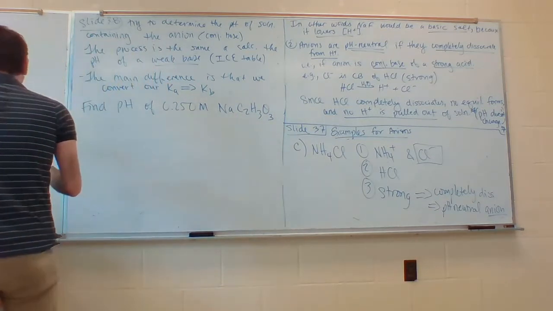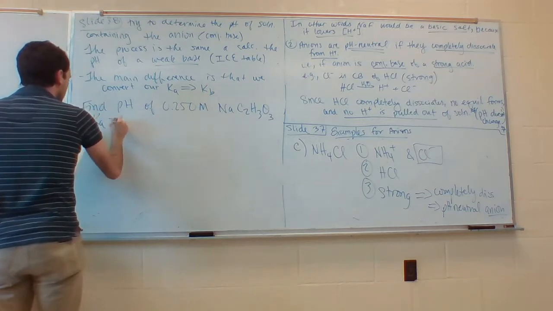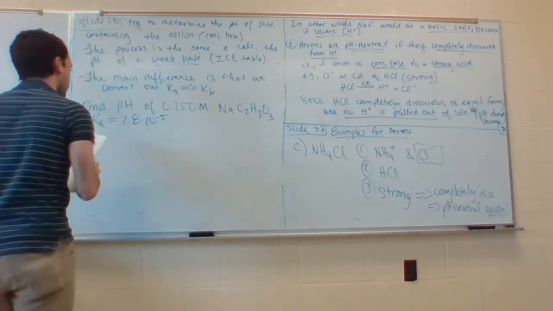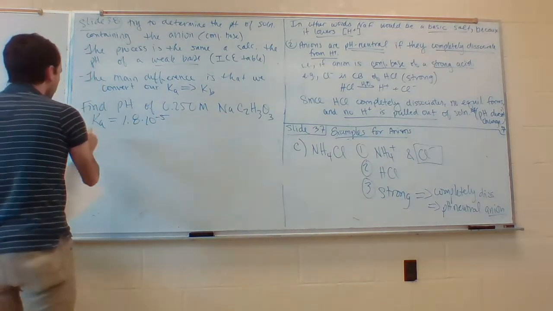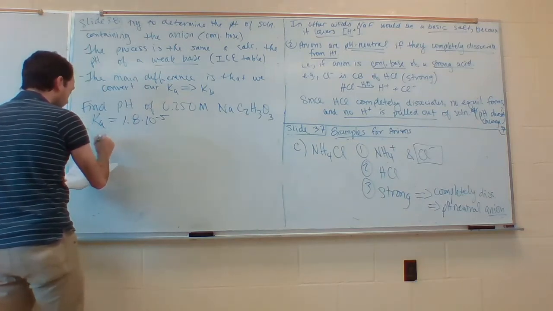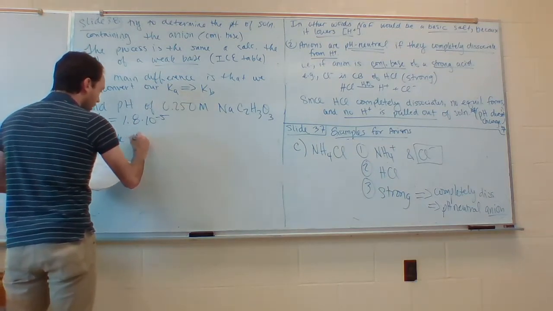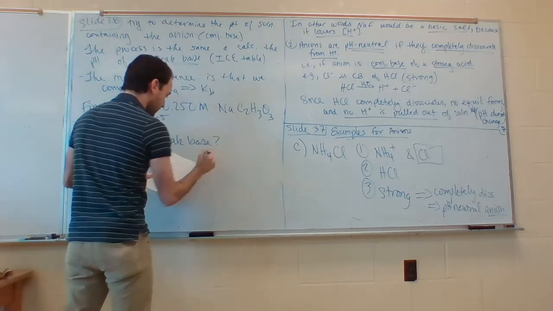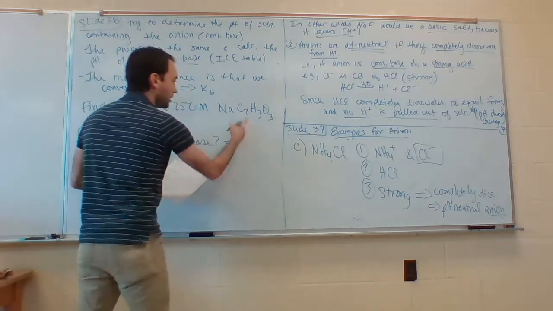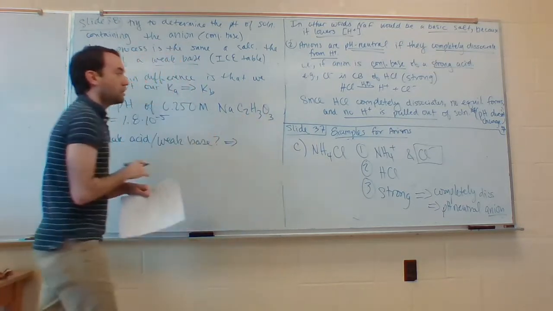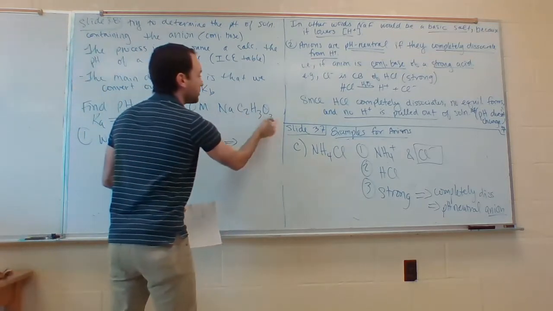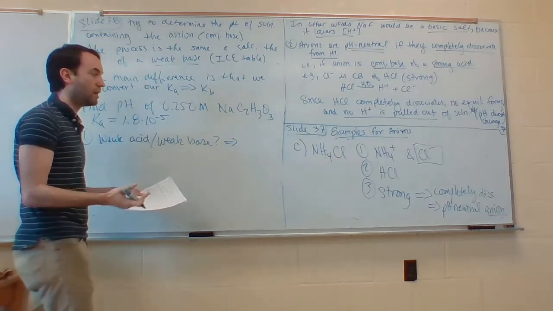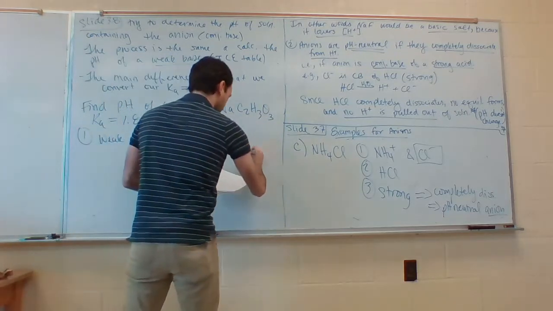Now, the Ka for acetic acid is 1.8 times 10 to the negative fifth. All right? Now, our very first question that we need to ask is, is it a weak acid or a weak base? And the answer is, we know that sodium acetate, this was our acetate ion, we did that whole process, and we said that this was going to act like a weak base. So the answer is yes.